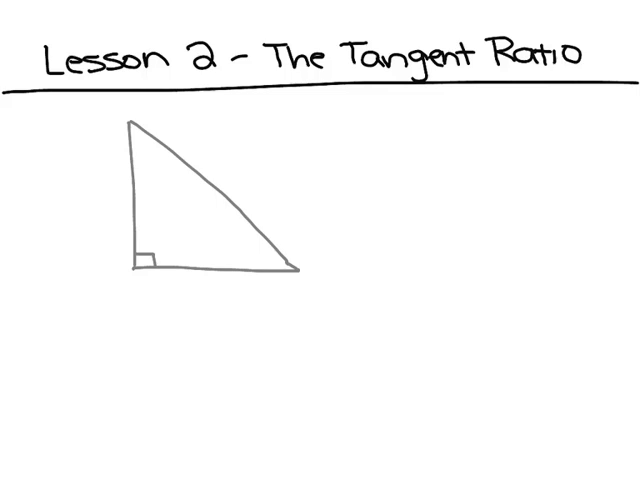The tangent ratio. So when you have a triangle with the right angle, opposite your right angle is always your hypotenuse. Always, always, always.